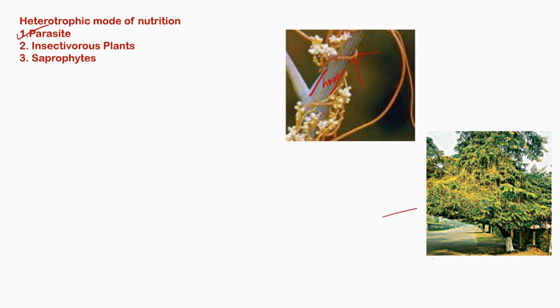Here also you can see on the tree this yellow color is the amarbale and it is cascata. So it is all over on the tree and it is using the ready-made food from the tree itself. It is not making its own food because, as we can see, it doesn't have any green color pigment, it does not have chlorophyll. So it cannot make its own food, it cannot do photosynthesis. So it is taking ready-made food from the host. So that's why it is harming the host and that's why it is known as a parasite. And this mode of nutrition is known as parasitic mode of nutrition.